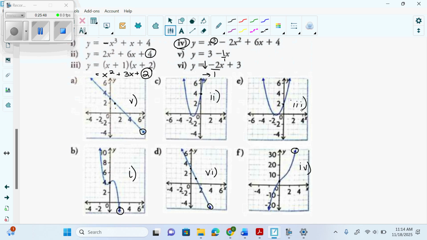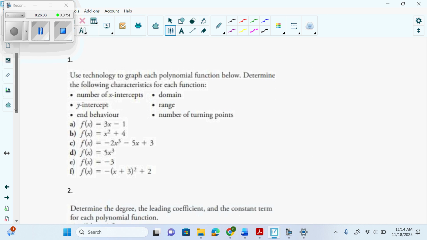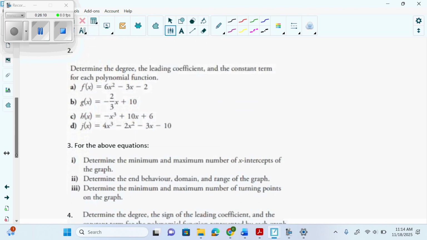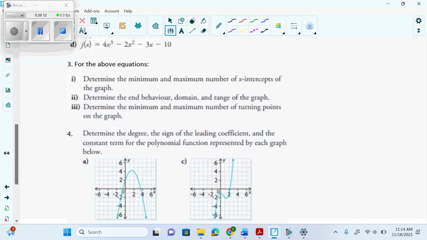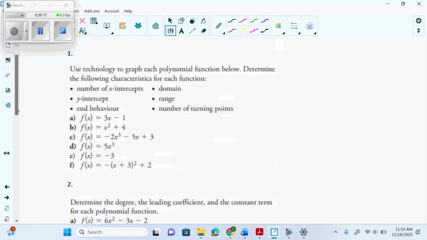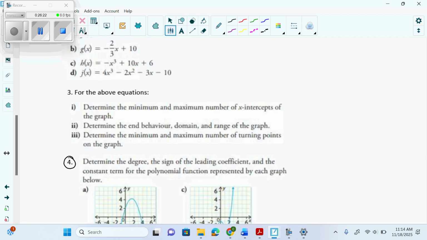And you're going to flip over. Okay. So here you're going to use technology and you're going to answer these questions. And then here you're going to determine the degree, the leading coefficient, and the constant term. And then I want you to do 4. So I want you to do 1, 2, and 4. Go. Their homework.